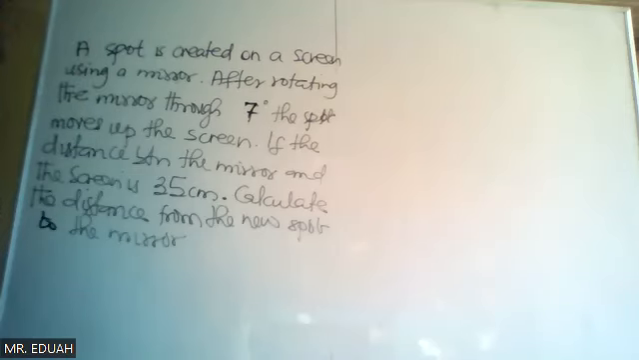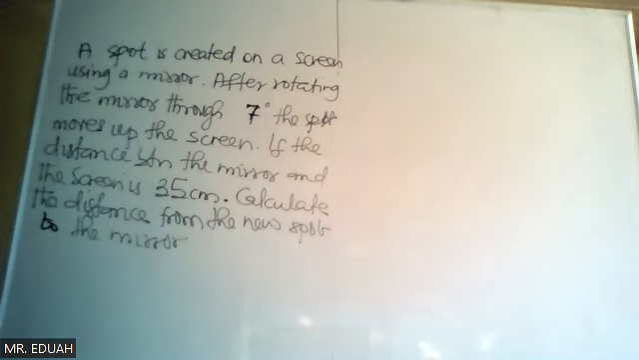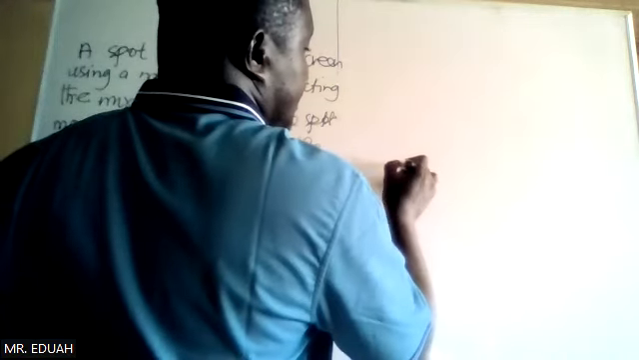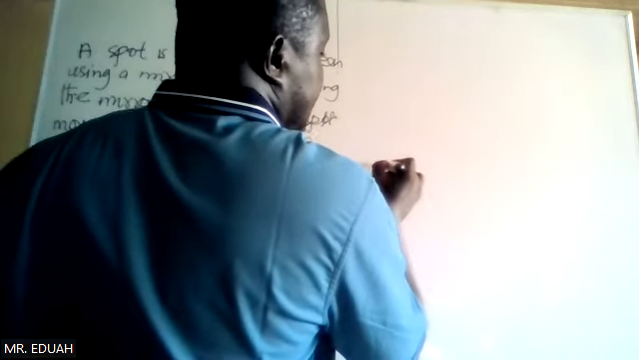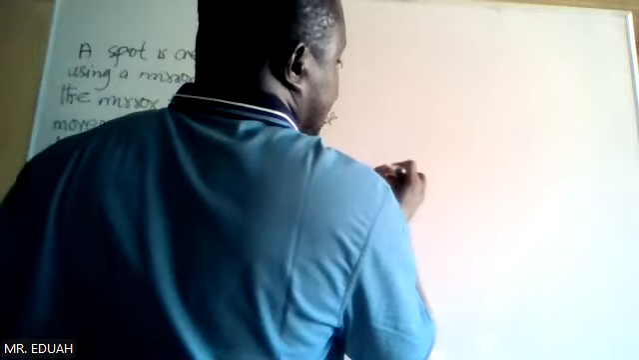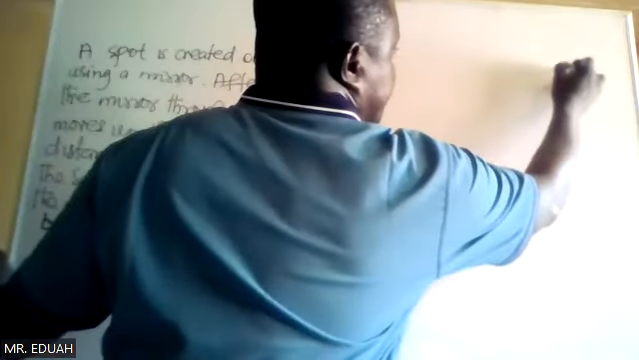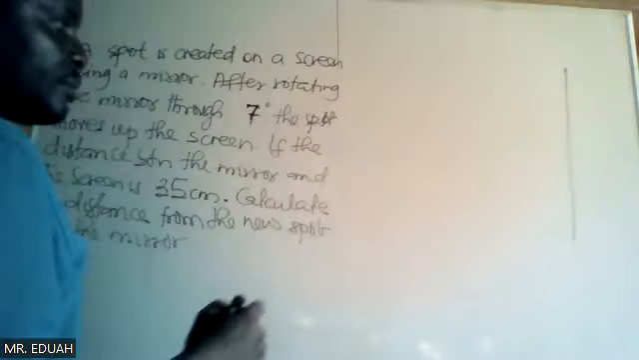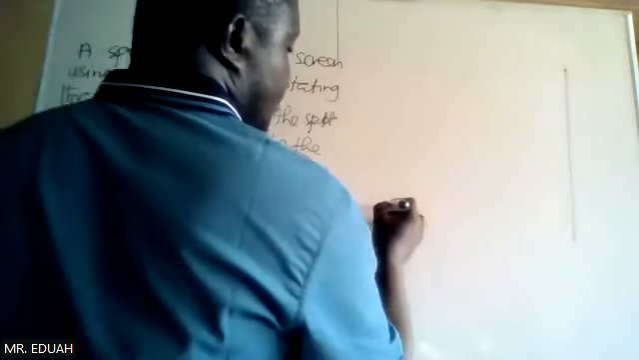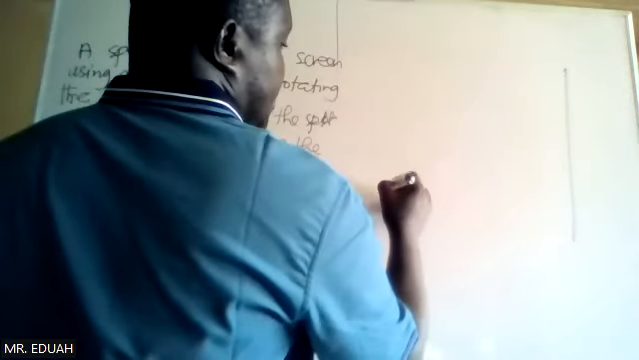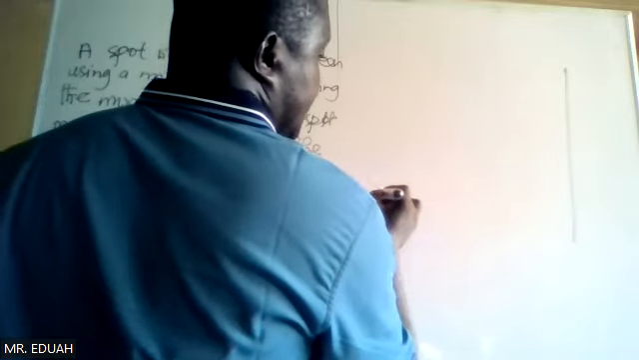A rotation of the mirror. Let's picture the question. A spot is created on a spot. So we have a screen, and then a mirror.